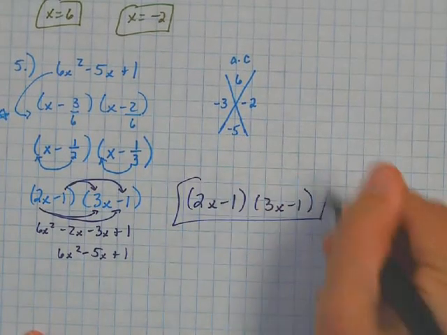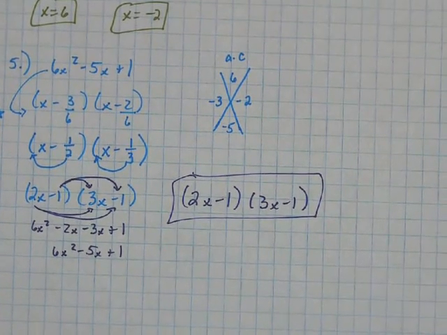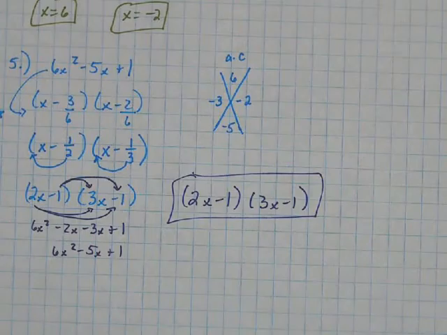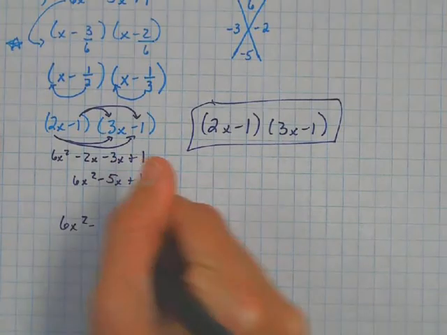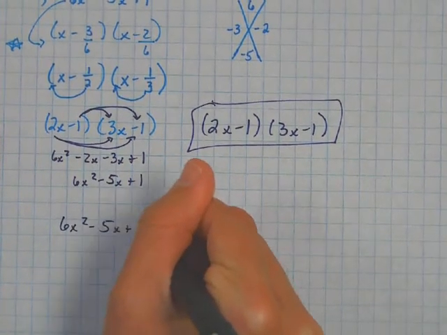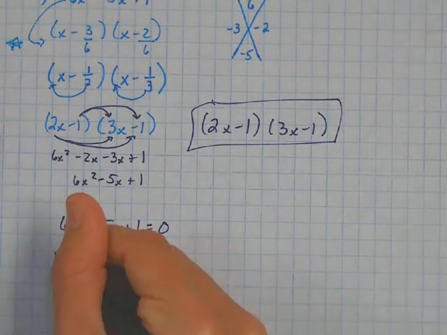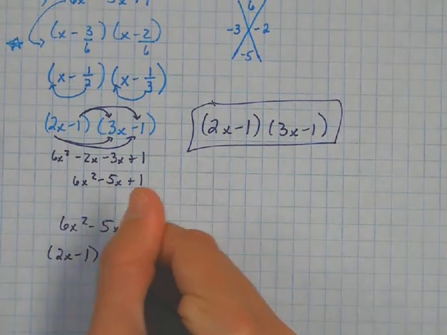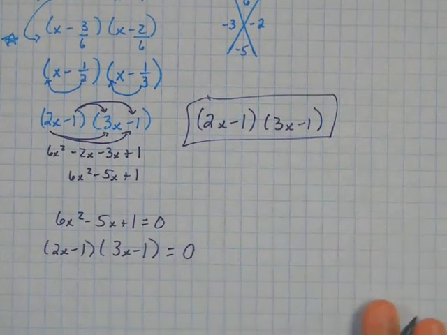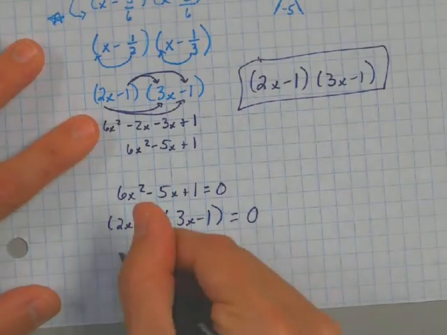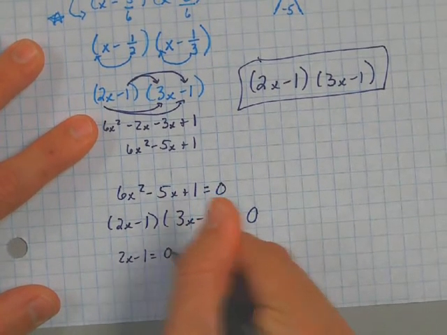Now, if you set that equal to 0, this is factored form, but if I want solutions, so if I had said 6x squared minus 5x plus 1 equals 0, I would have gotten the same factors, now set equal to 0, and each one would be separate, just like we just did. So 2x minus 1 equals 0, and 3x minus 1 equals 0.